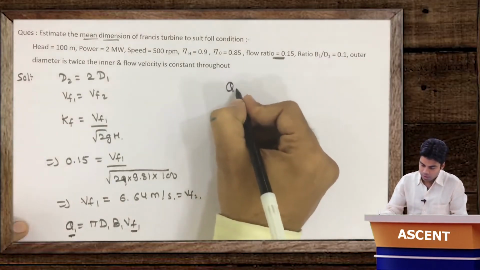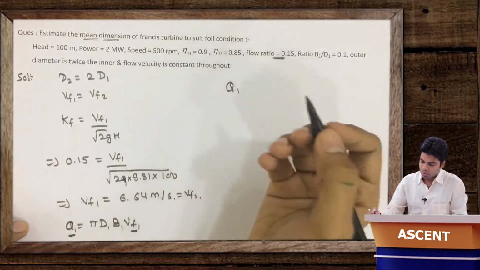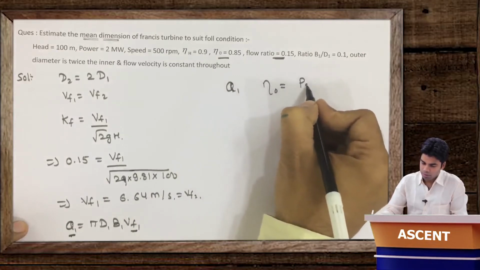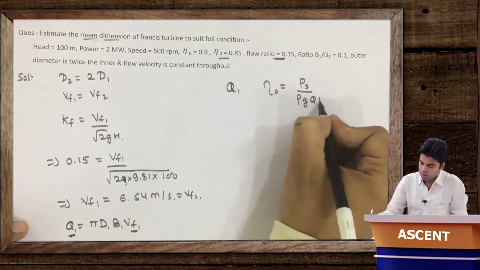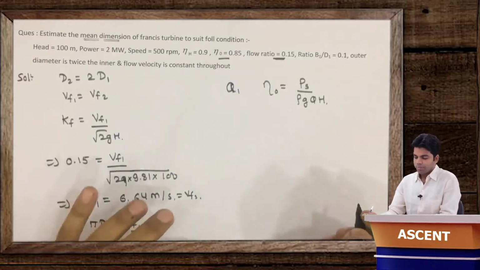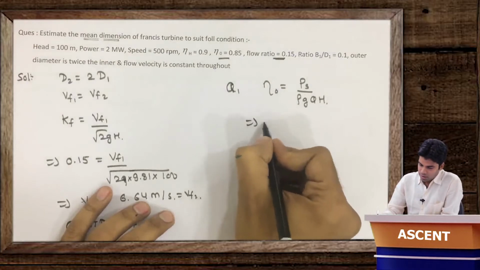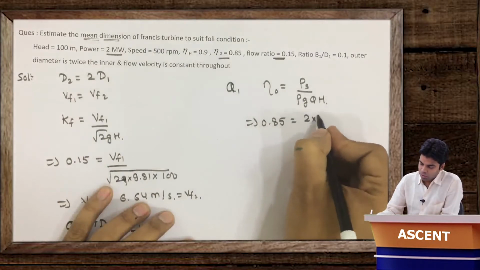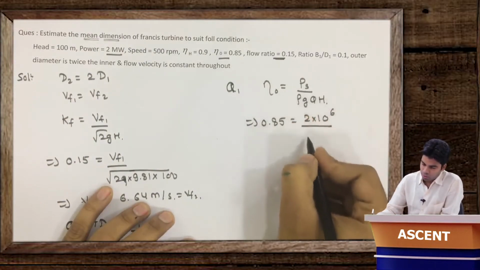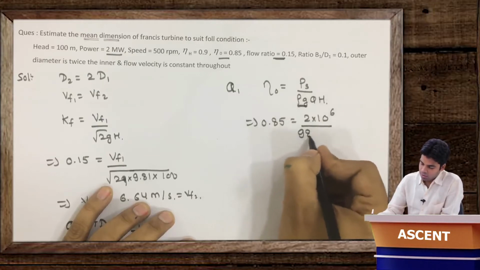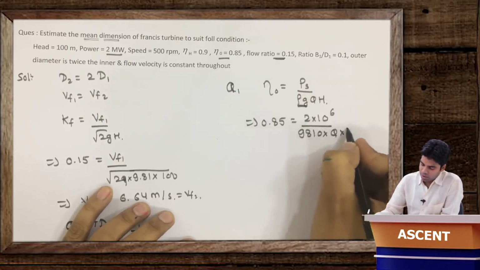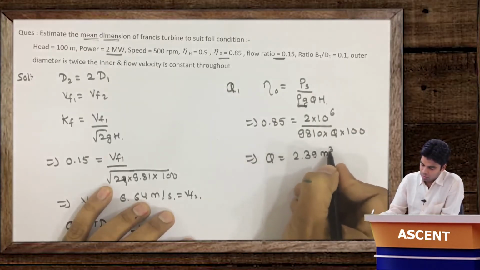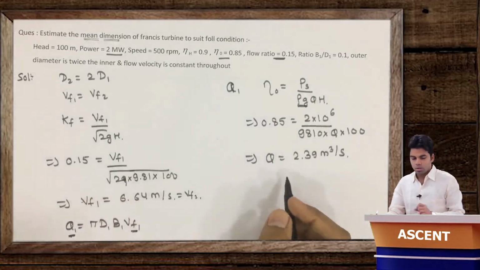So this Q1, how can we determine? One more thing which is given is overall efficiency. So this overall efficiency is equal to what? Shaft power upon water power, which is rho g Q into H. Now overall efficiency is given as 0.85, shaft power is given, total power developed is 2 megawatt, 2 into 10 raised power 6 divided by rho into g, which is 9810, into Q, which we have to determine, into 100. So from here this Q will be equal to 2.39 meter cube per second. This will be the Q.